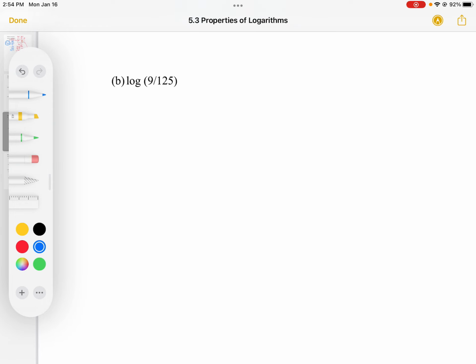So I'm going to rewrite log of 9 divided by 125 in terms of log of 3 and log of 5. Now, I want to make a little statement here. This means log of 9 divided by 125. It does not mean log of 9 divided by log of 125. Those are not equivalent. So now that I have called that out, I'm just going to be working with this statement.